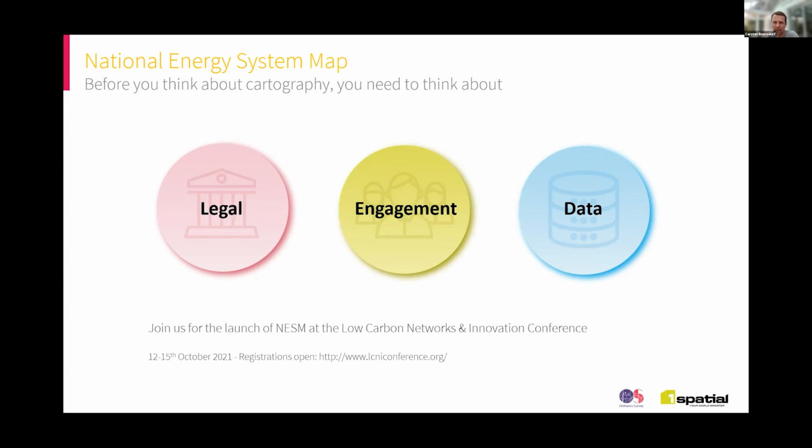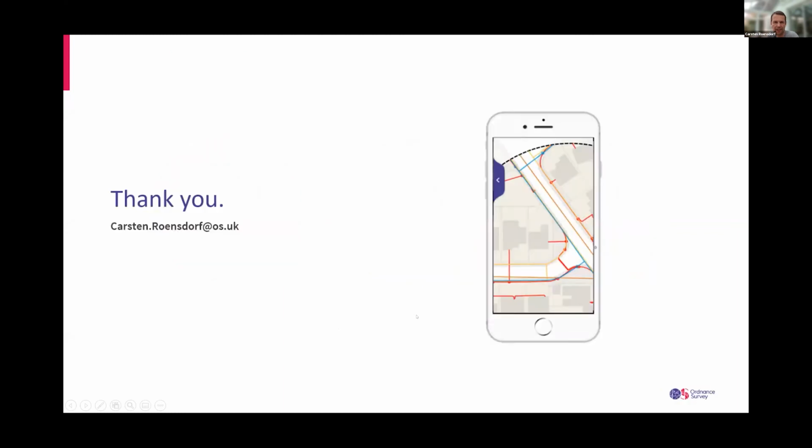So underground is definitely a 3D challenge. Our answer for the moment, I think, is that we're really sticking with two-dimensional representations in order to bring out value of the data for utilities, for innovators in the energy industry, and I think I'll leave it at that. Thank you very much.